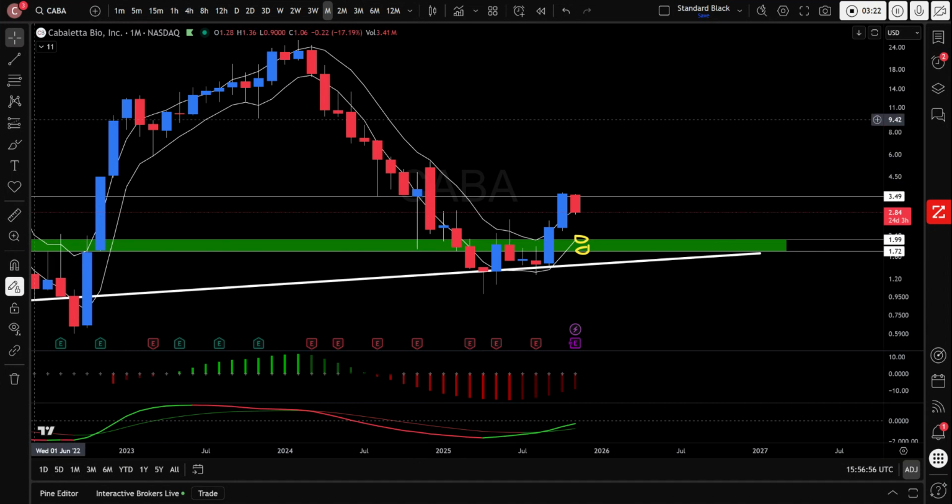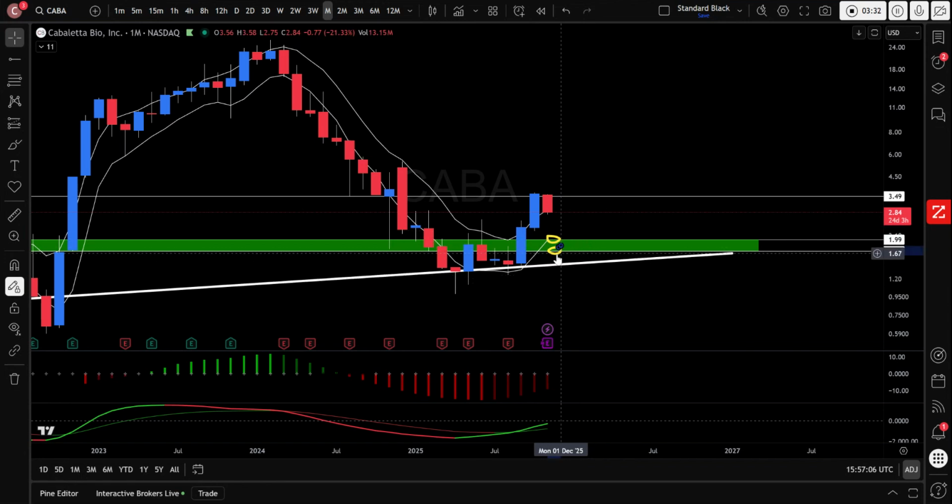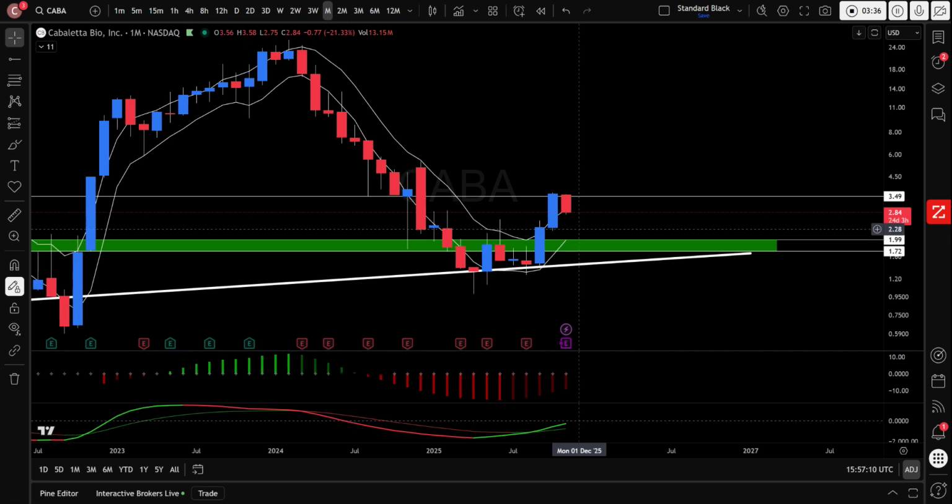And my stop is going to be actually below these first lows right here. So it's going to be about a 32% stop loss on that. So keep your risk in check. I probably won't risk more than 3 or 4% of the account on this particular trade.